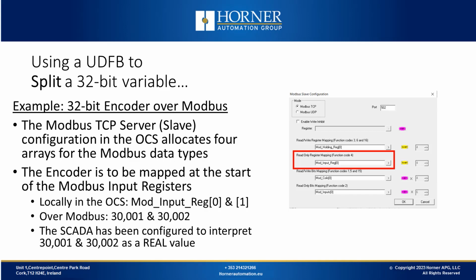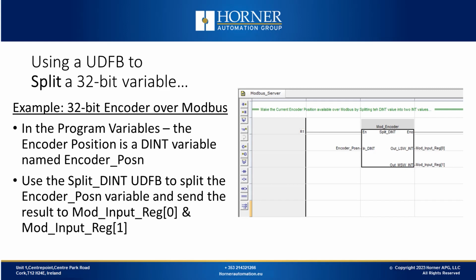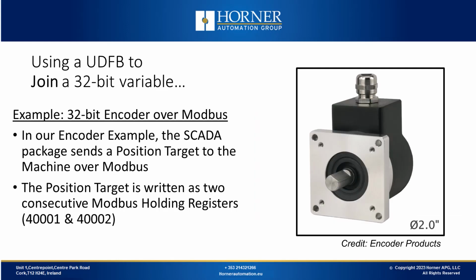accessible over Modbus. In our program, we use a single function block to split the encoder position, which is a double integer signed variable. The output of this UDFB gives us 2 integers. We allocate one to index 0 for Modbus input registers and the other to index 1 for the same array. It's quite straightforward. In the same application, we may have the SCADA package writing a position target or set point that needs to be monitored in the OCS.